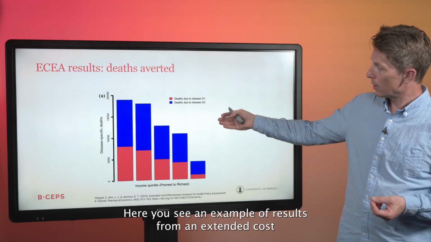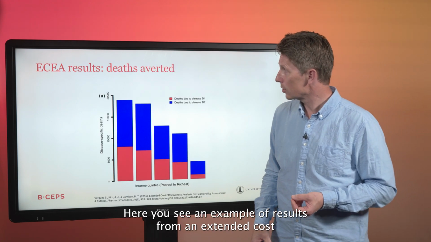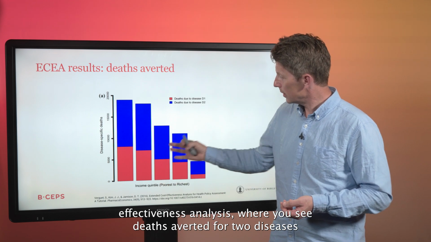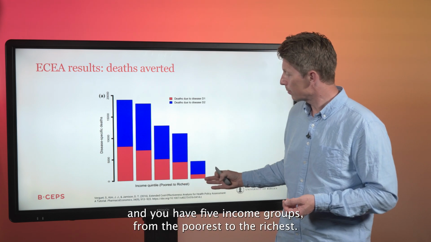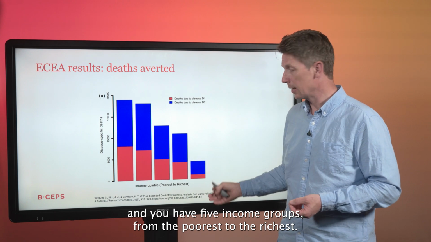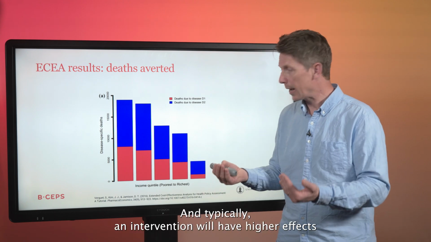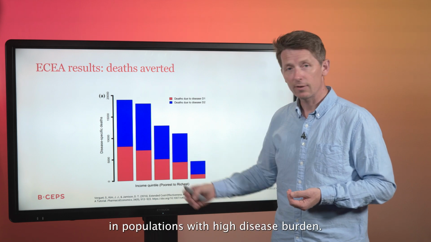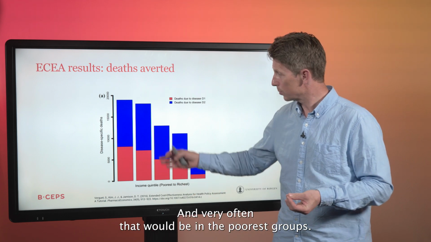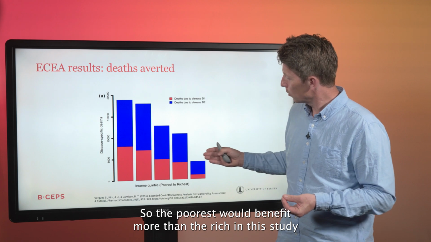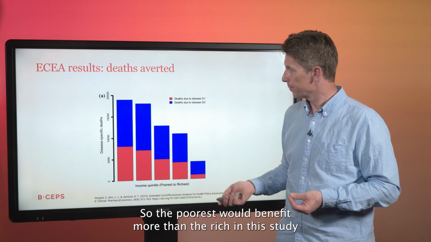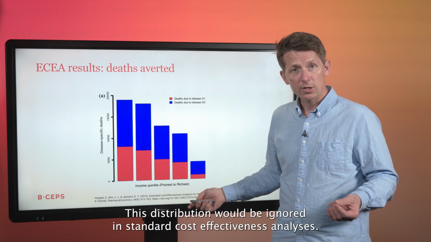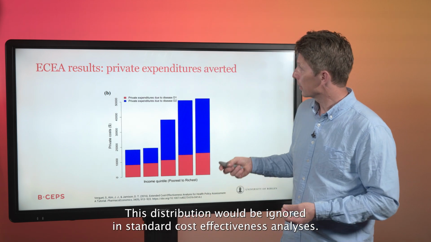Here you see an example of results from extended cost-effectiveness analysis where you see deaths averted for 2 diseases. And you have 5 income groups from the poorest to the richest. Typically an intervention will have higher effects in populations with high disease burden, and very often that would be in the poorest groups. So the poorest would benefit more than the rich in this study on rotavirus vaccines. This distribution would be ignored in standard cost-effectiveness analysis.